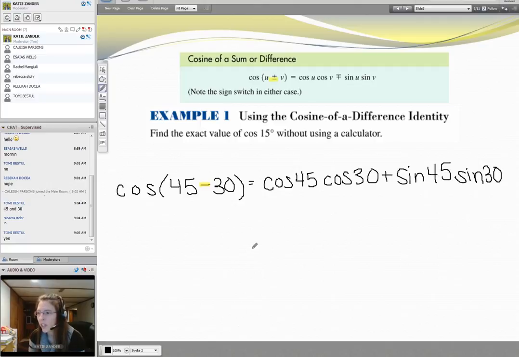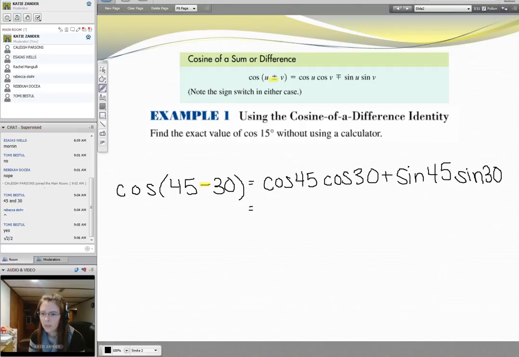Awesome. Now the unit circle, we still need it. Let's go ahead and actually identify what the values are at these certain spots now. So let's start with cosine of 45 degrees. What is the value we get on the unit circle at cosine of 45 degrees? Square root 2 over 2, yeah. What about cosine of 30 degrees?